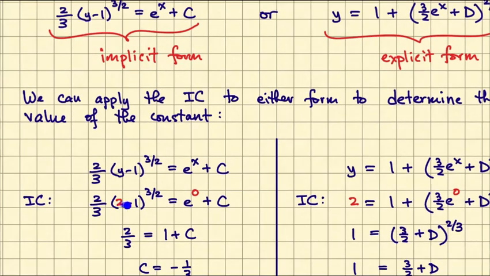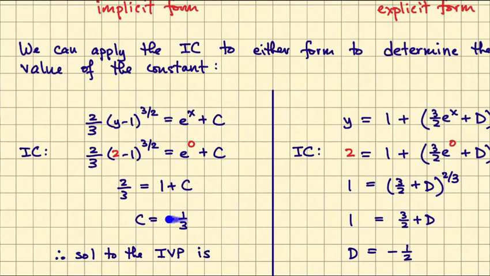So this just becomes a 1 to the 3/2, which is 1. 1 times 2/3 is 2/3. E to the 0 is 1. And the plus c is a plus c. Notice this is an algebraic equation in the unknown c. We'll just quickly solve this and get c is -1/3.